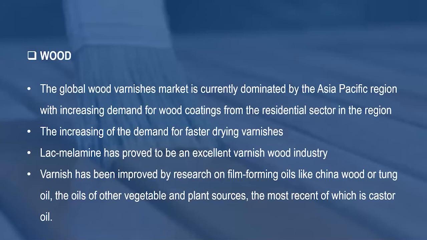The next is urea melamine. Urea melamine formaldehyde composition has been proved to be an excellent and quick drying varnish for the wood varnishing industry due to the improved gloss, water resistance, and drying characteristics. Most recent compositions are even better since they are non-toxic based and can be applied by spray also. Varnish also has been improved by research on film forming oils like China wood or tung oil, the oil of other vegetable and plant sources, the most recent of which is castor oil.